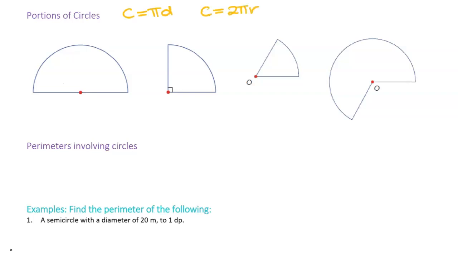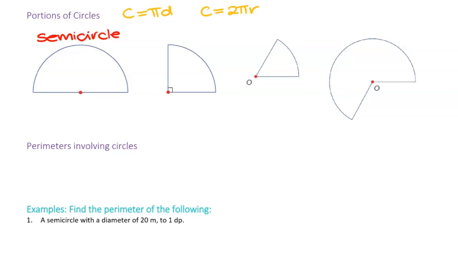We use the first one if we got given a diameter, and we use the second one if we got given a radius. Before we move on to the next bit, we just need to make sure we know what to call these portions of circles here. Now, the first thing we have here, we could call it a half of a circle, but I think a little more elegant of a way of calling it would be a semicircle. That just means half a circle.